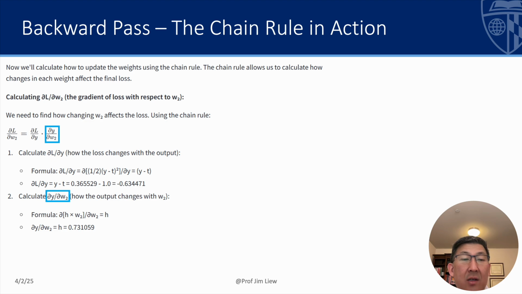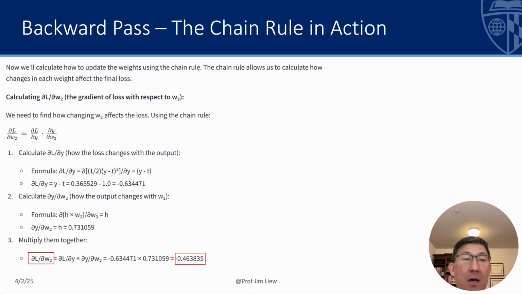We know that y is equal to h times W2. So when you take the derivative of that, you get h. We know h is 0.71. So now we multiply the derivative of the loss with respect to y, and then the derivative of y with respect to W2. This is going to be basically multiplying minus 0.63 times 0.73, which is equal to minus 0.46.